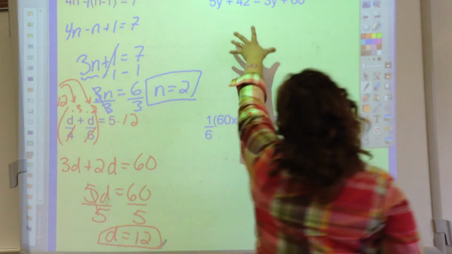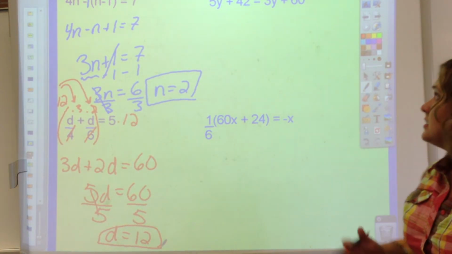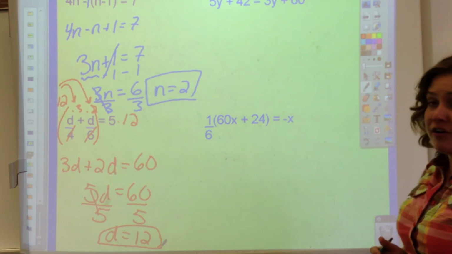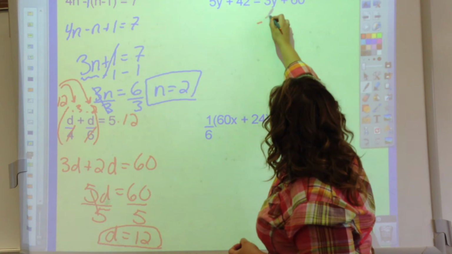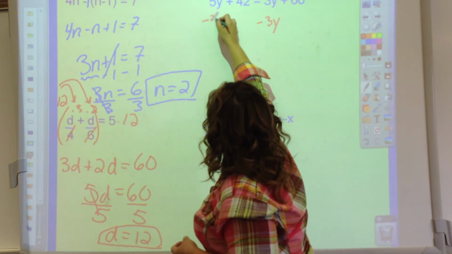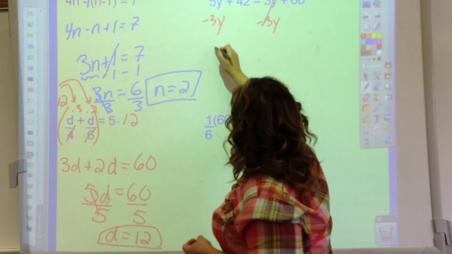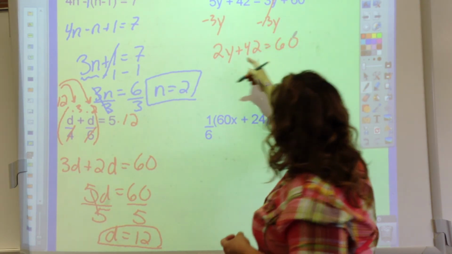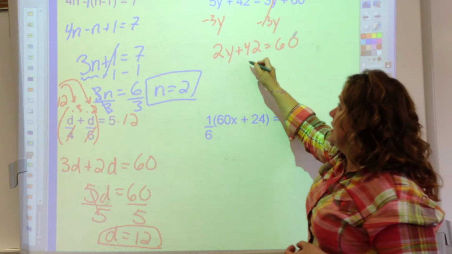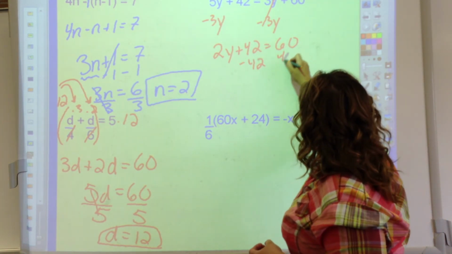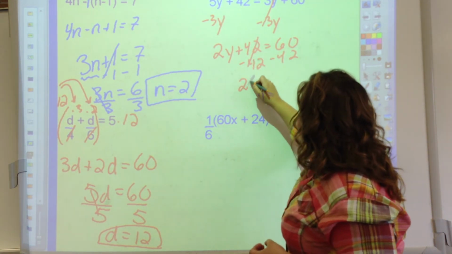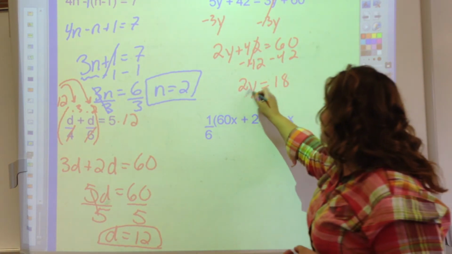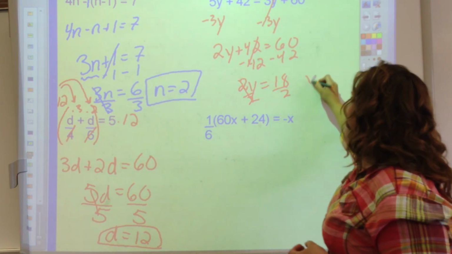All right, here, what if my variable is in two different places, one on one side of the equation, one on the other? First of all, I need to combine them across the equation line. So I'm going to do the opposite operation, and I'll get 2y plus 42 equals 60. Now to solve for y, I need to get it alone. I subtract 42 on both sides, and I get 2y equals 18. Divide both sides by 2, and y equals 9.